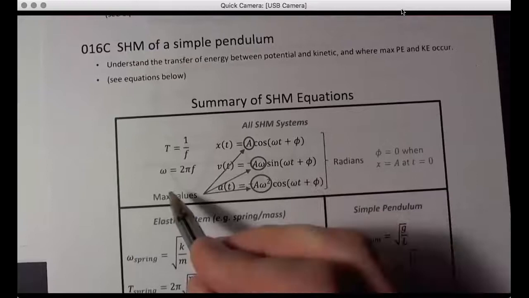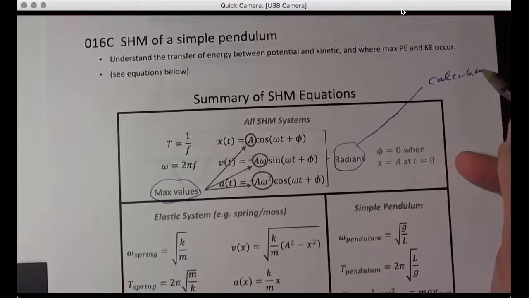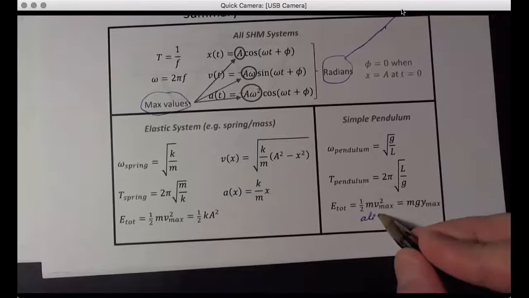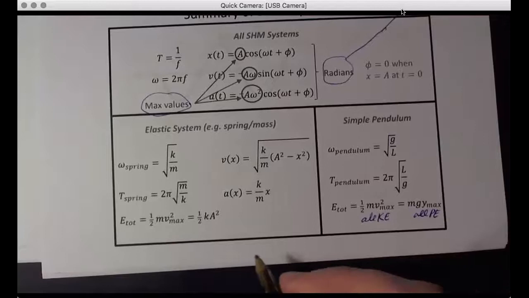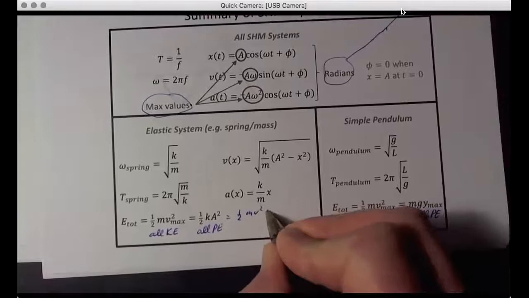X, V, A, radians, think about what mode your calculator is in. If there's an angle for a vector, use degrees; if it's radians, use radians. This is when it's all KE. This is when it's all PE. This is when it's all KE. This is when it's all PE. And you can also write this down as 1/2 mv squared plus 1/2 kx squared, which is when it's in between.